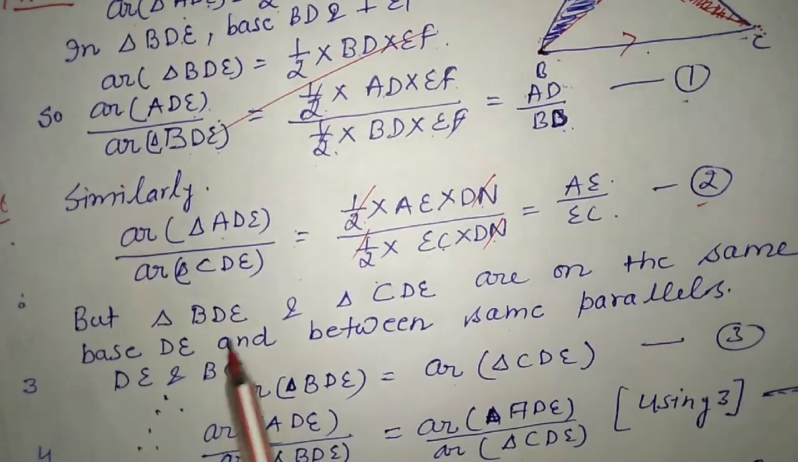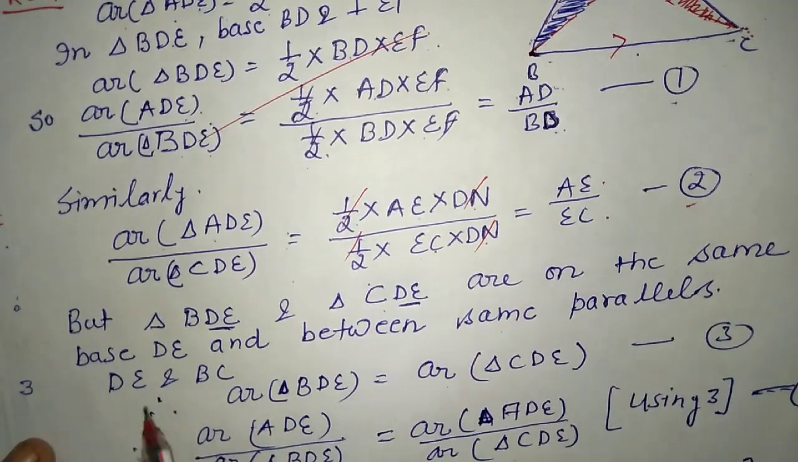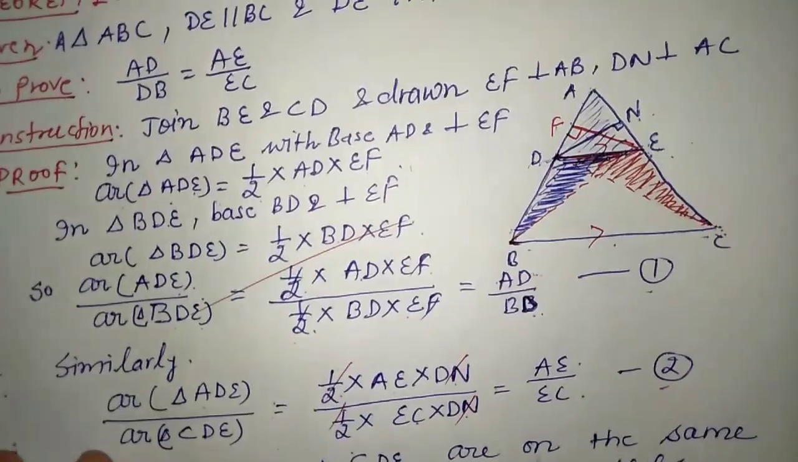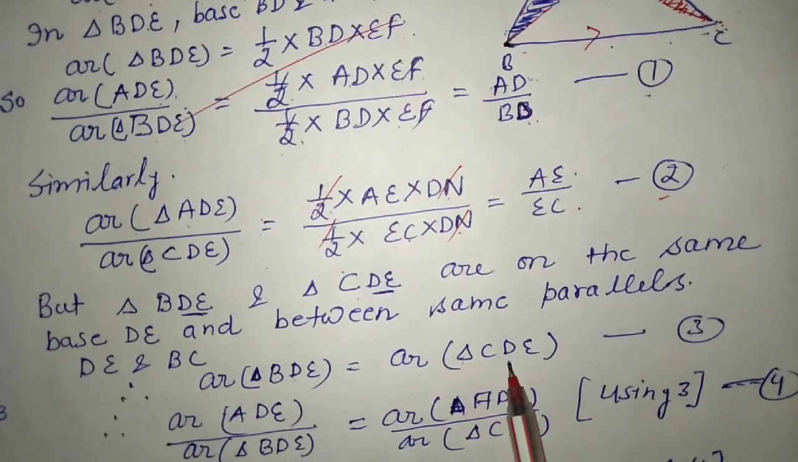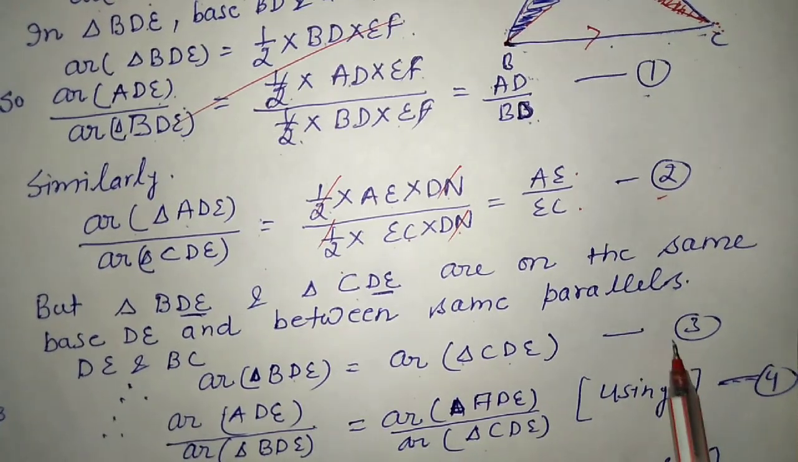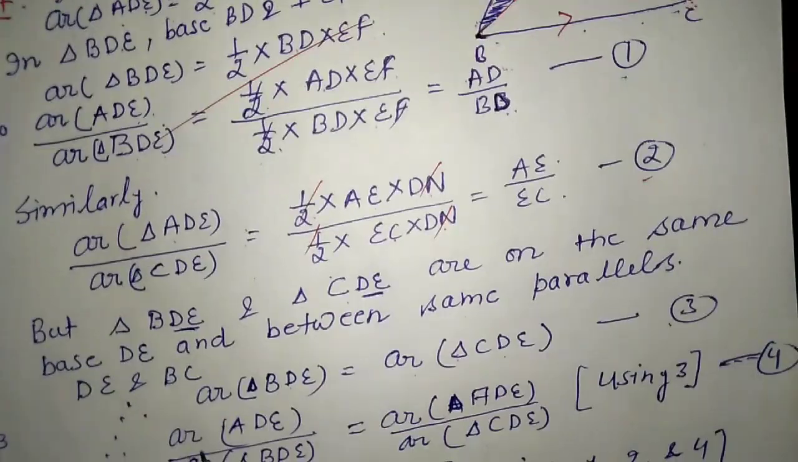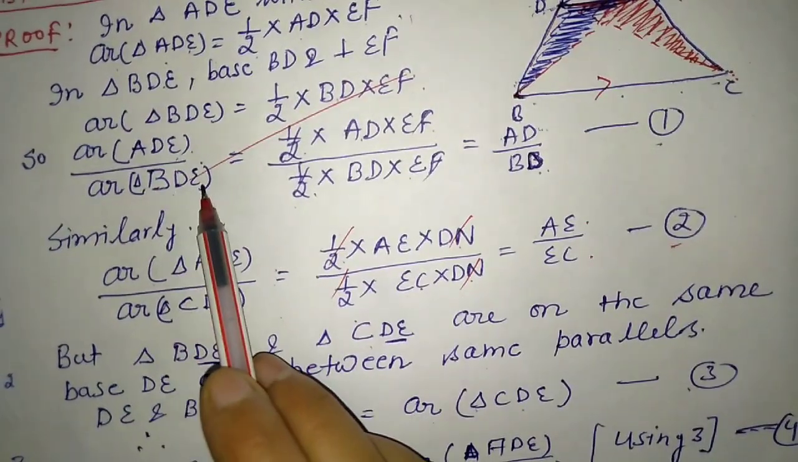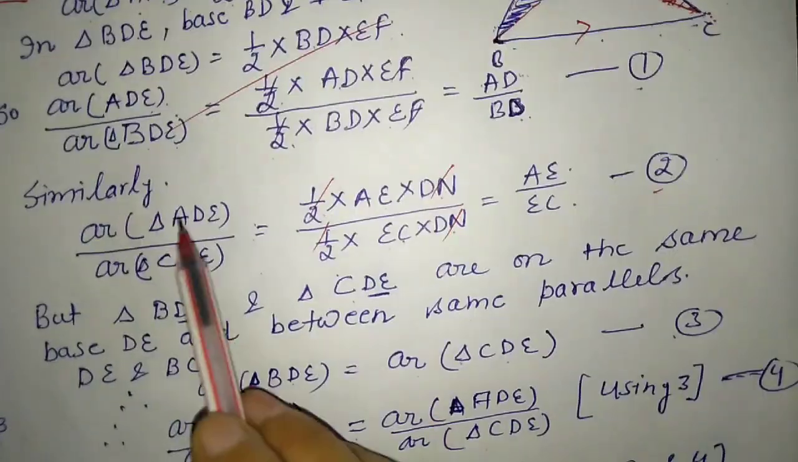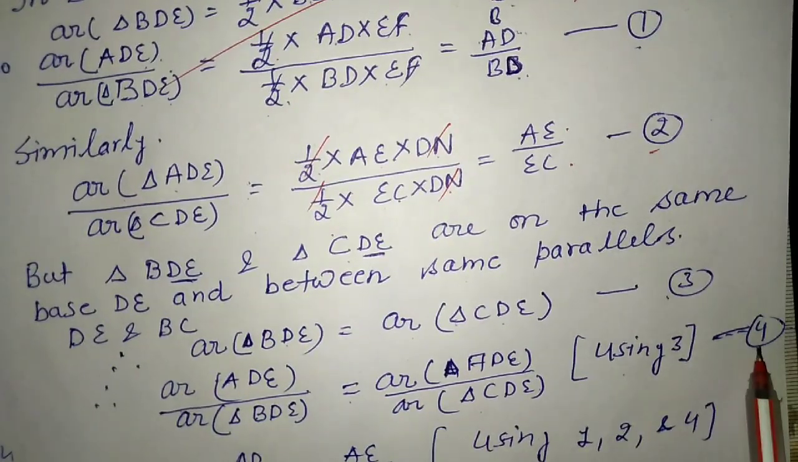So triangle BDE and triangle CDE are on the same base, DE is repeating here, and in between the same parallels. Which are the parallels here? DE and BC. So area of BDE is equal to area of CDE. This is the third condition. With the help of this, area of ADE upon area of BDE is equal to area of ADE upon area of CDE. This we have using 3. Suppose this is the fourth condition.